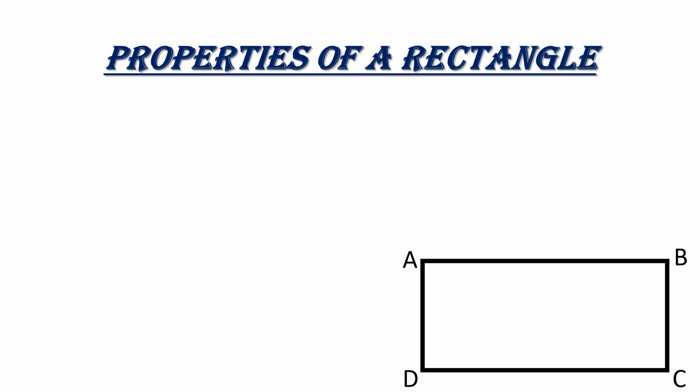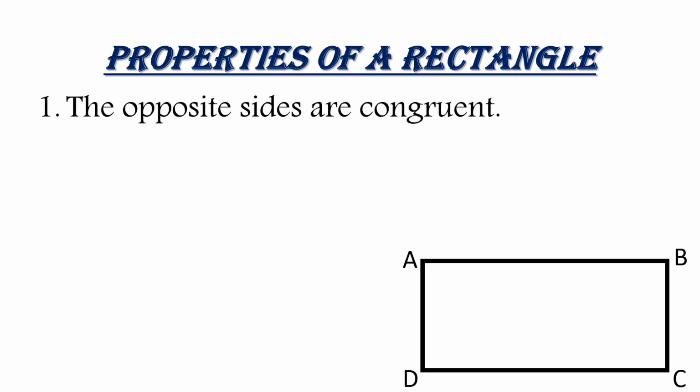Properties of a rectangle. The opposite sides are congruent. Look at this figure. Here side AB and side DC are opposite sides and they are congruent. Side AD and side BC are another pair of opposite sides and they are also congruent.